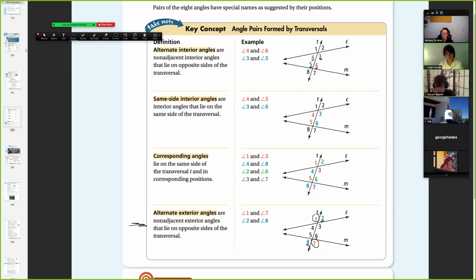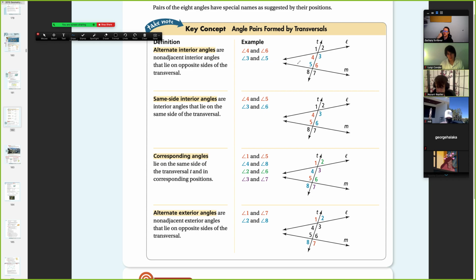See, 1 and 8 are on the same side, so they would be corresponding. Whereas 2 and 7 are also not on the same side. So when we say alternate, we mean opposite side, like 8 and 2. They're on alternate sides of the transversal, and they are exterior. Also, you could have alternate interior, which would be like 4 and 6, 5 and 3. You see that right here, alternate interior. So it's very important to understand what alternate means, interior versus exterior.